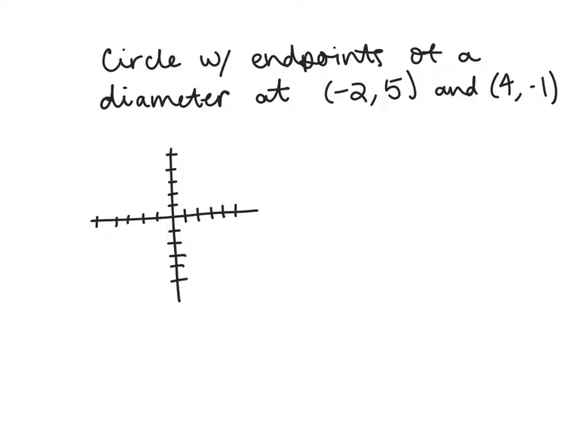Okay, this last example with circles deals with when you're given 2 points on the circle, which more specifically are the points of the diameter. So if we plot these points, we have (-2, 5) and (4, -1). So we know that is a diameter of the circle, which means the center has to lie on that line exactly halfway in between.